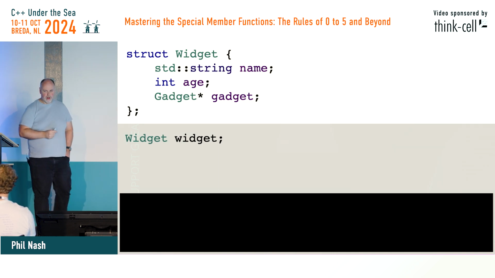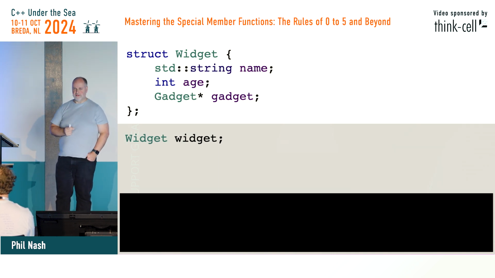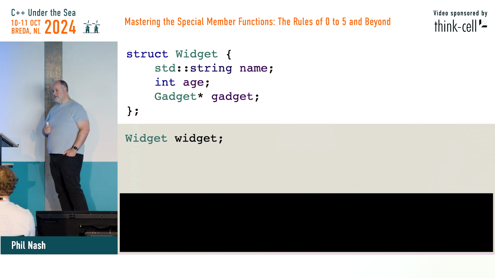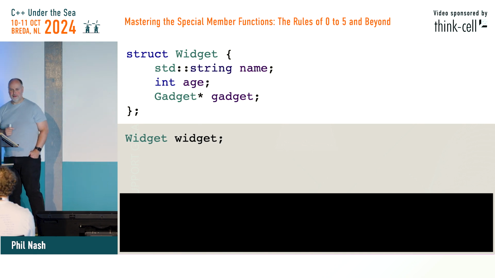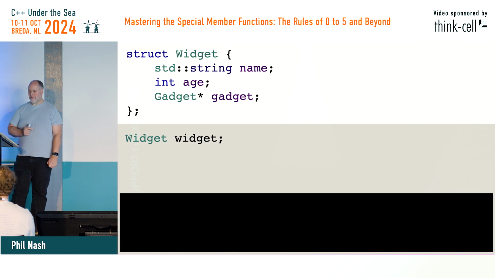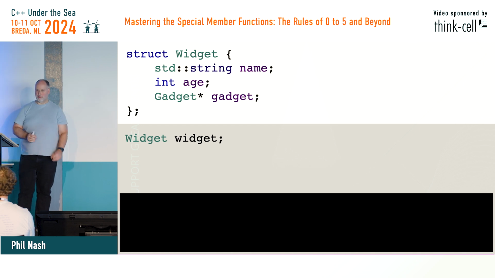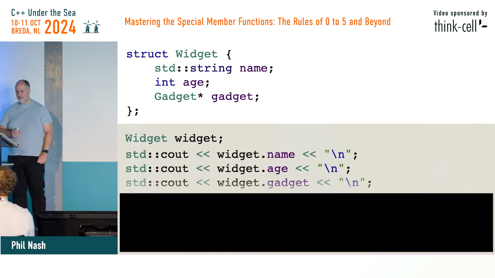And introduce a new class, struct in this case. This one's widget, of course. And now we've got 3 data members. Getting really complex now. So we've got a string, got an integer, and we've got a pointer to a gadget. These are all value types. And we've seen how they behave already. And straight away, we can print out their values.